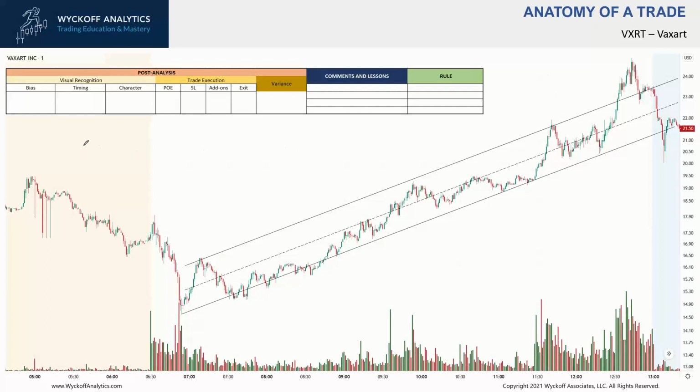All right, so let's post-analyze our behavior here, friends. Bias, most definitely yes. Timing, most definitely yes. Character, most definitely yes. Point of entry, yes. Stop loss, yes. Add-ons, I did have an add-on, so I'm going to say yes. And the exit, I'm going to say no. So what do we have for the variance then? 6 out of 7.